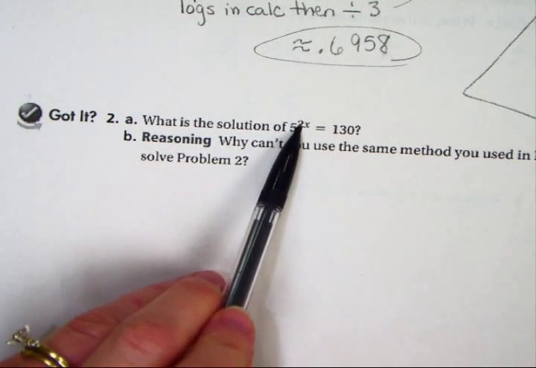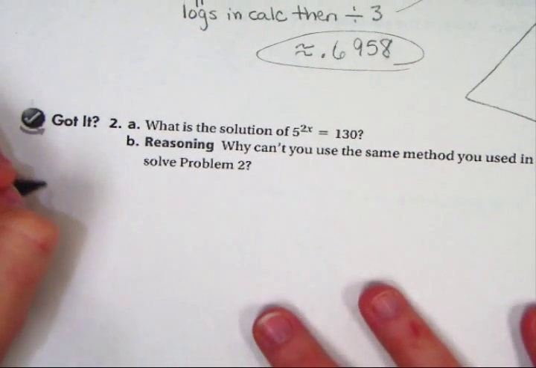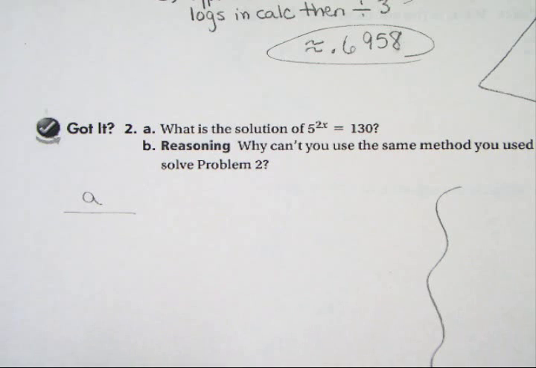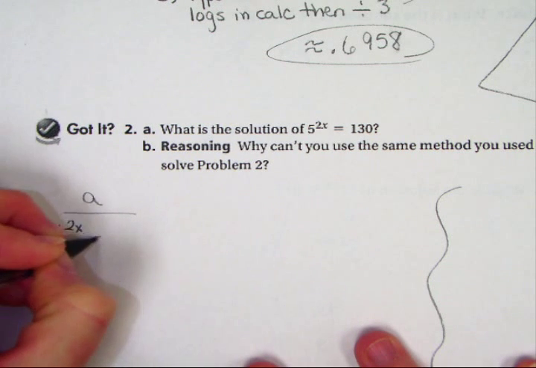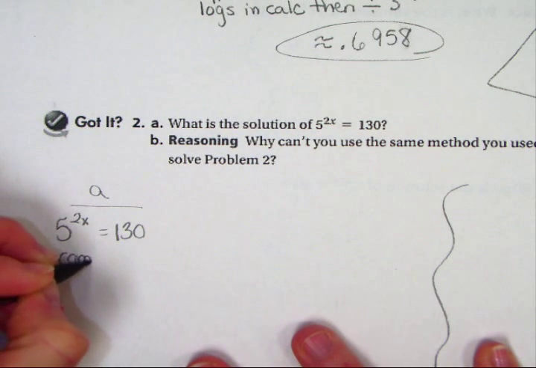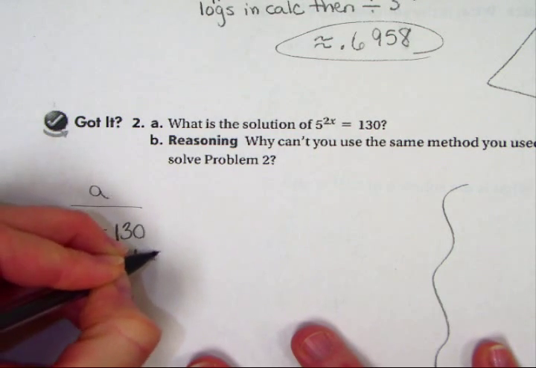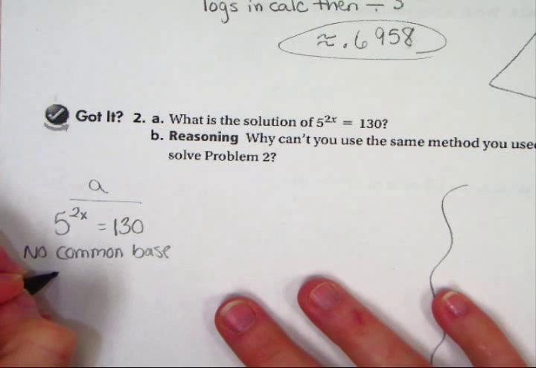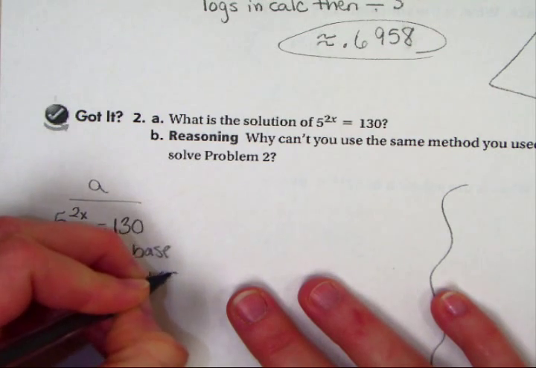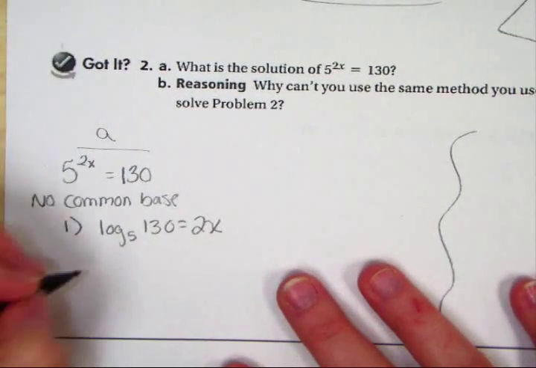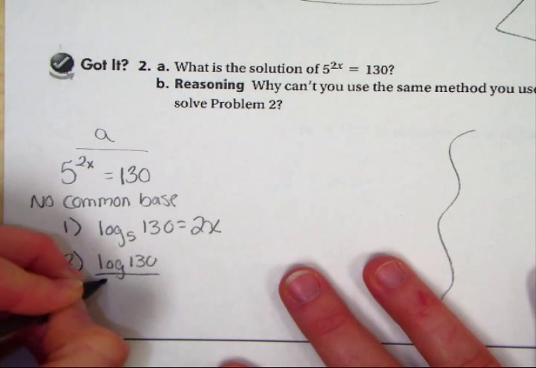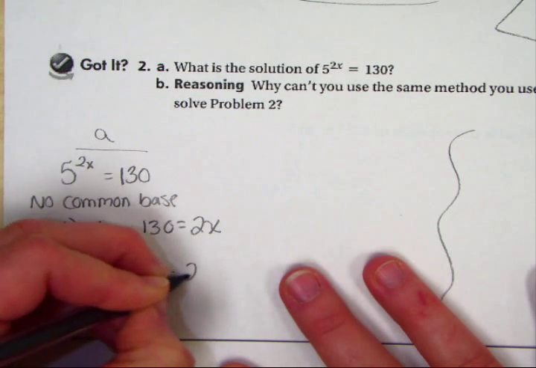What is the solution of 5 to the 2x equals 130? Well, let's go ahead and we'll do A here, alright? And then if we want to solve B, we'll solve B over here. So we have 5 to the 2x equals 130. Well, I have no common base, so I have to use my change of base formula. Follow the steps from above. Step 1, put in logarithmic form. So log base 5 of 130 equals 2x. Okay, step 2 says use the change of base formula. So log of 130 over log of 5 equals 2x.